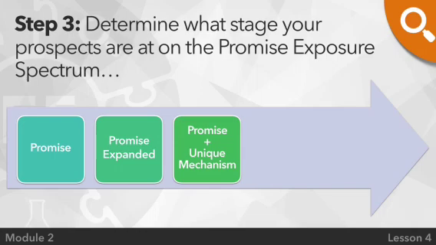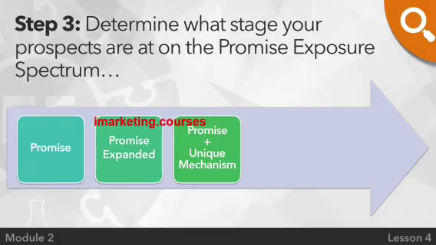And so what happens at this stage is because prospects no longer respond to an expanded promise because it's either not true or really because it's just not credible and believable anymore, what happens is savvy marketers introduce a unique mechanism.